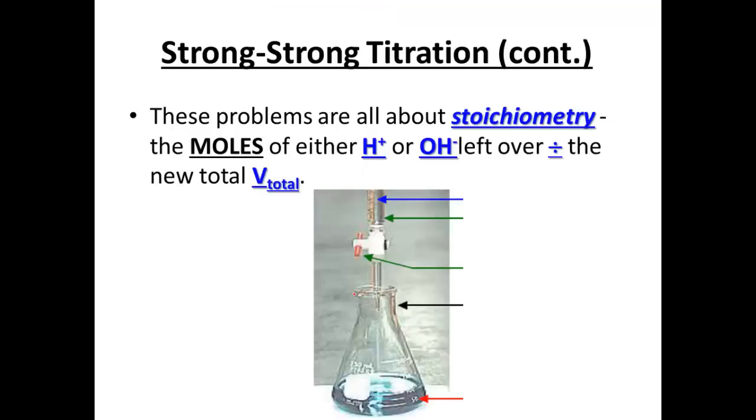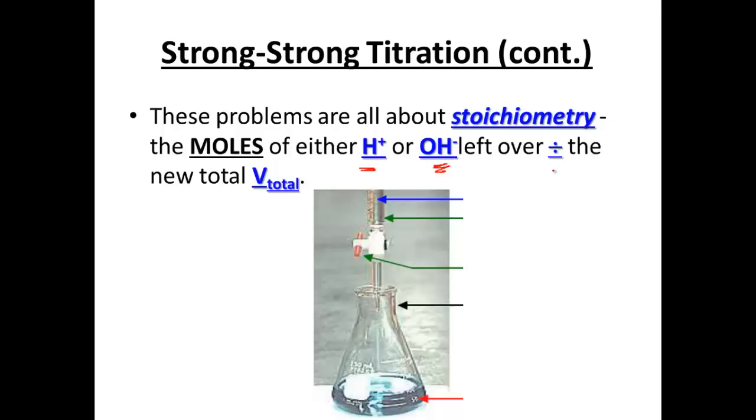Now, when you use your RICE table, because we're adding an acid to a base, it's all about stoichiometry. So what you need to do is do the stoichiometry in moles and basically figure out what's left over of H plus and OH minus. Typically one of those things is left over. There's one point where they're equal to each other, that's the equivalence point, but every other point in your titration, one of those two things is going to be left in greater amounts.